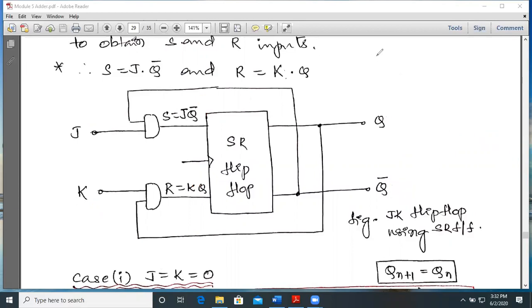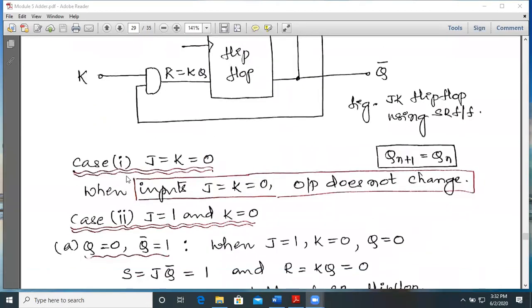Now let us see what is being written in the analysis over here. The same thing is being written. When the inputs J is equal to K is equal to 0, output is not going to change. That is written in the form of an expression. Here it is Qn plus 1. Qn is called the previous state. Qn plus 1 is called the present state. That means the present state is equal to the previous state because we are getting the no change condition over here.